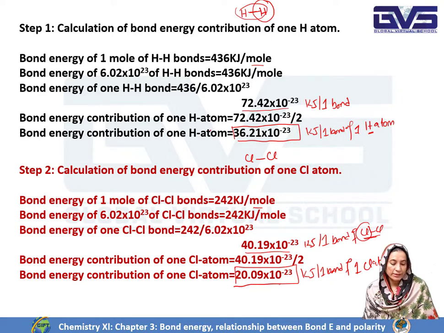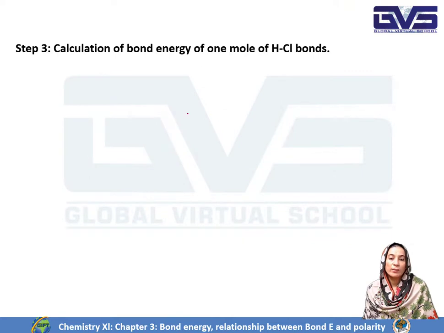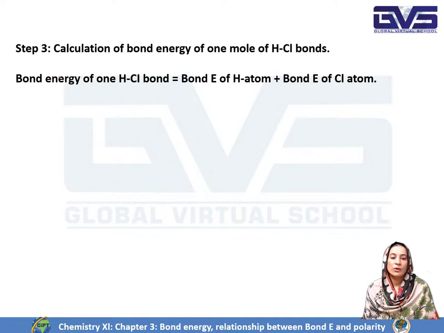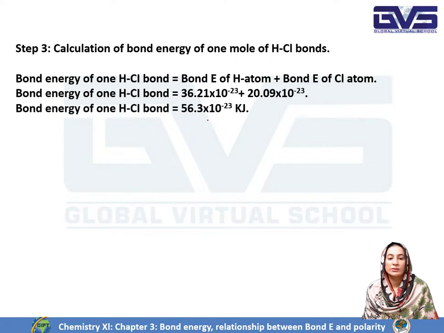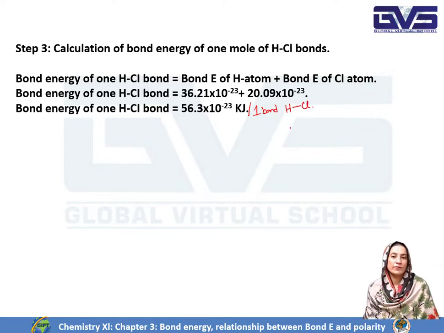These two will be added, the hydrogen contribution and the chlorine contribution. So the third step is calculation of the bond energy of 1 mole of HCl. First it will be calculated for one bond and then for 1 mole. The total bond energy of one HCl bond will be the bond energy of the hydrogen atom plus the bond energy of the chlorine atom. It comes to 56.3 × 10^-23 kilojoule per one bond, a single bond of HCl.